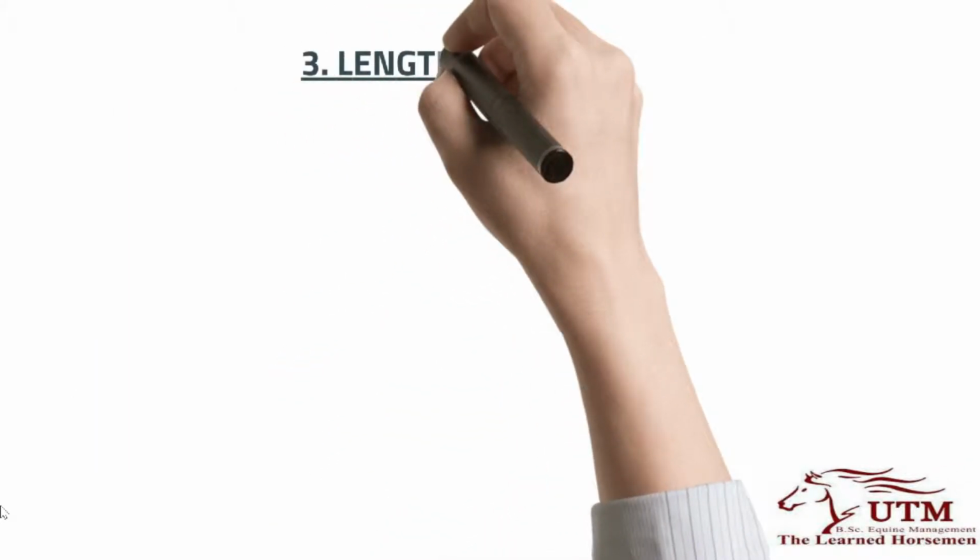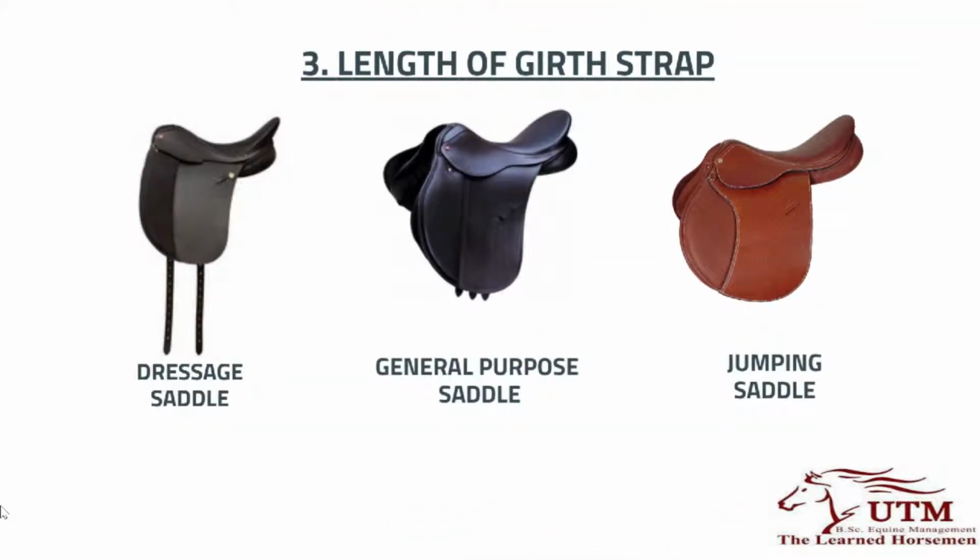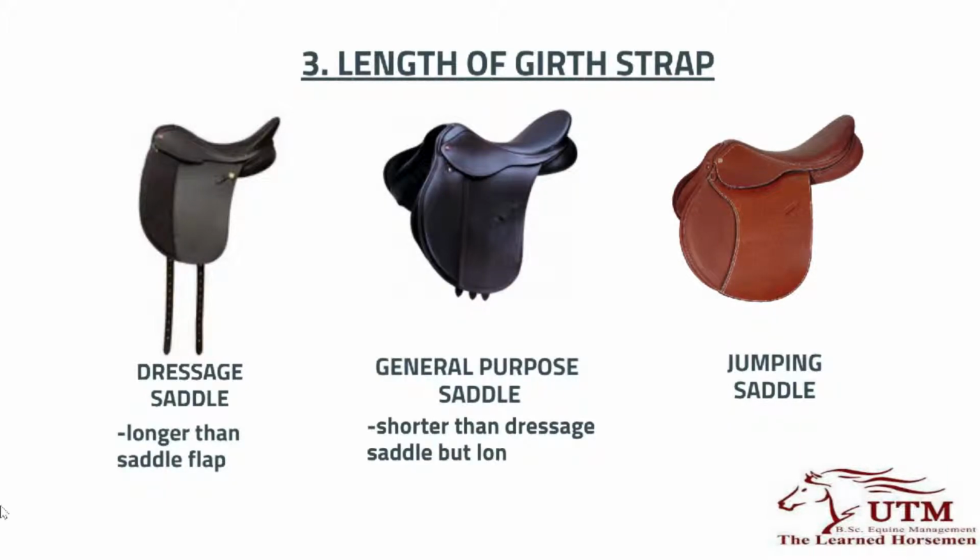Length of girth strap. For dressage saddle, it is longer than the saddle flap. For general purpose saddle, it is shorter than dressage saddle but longer than jumping saddle. And for the jumping saddle, the girth strap is shorter and hidden under the saddle flap.